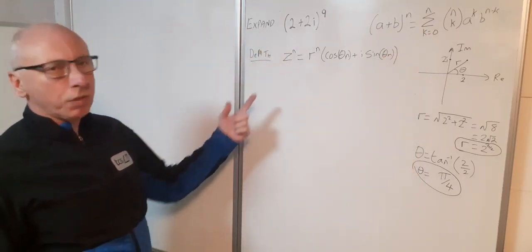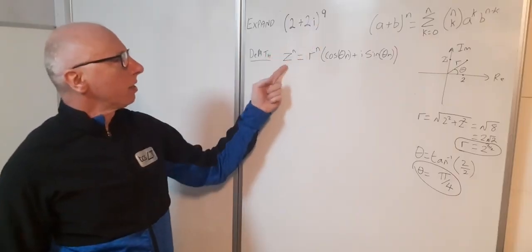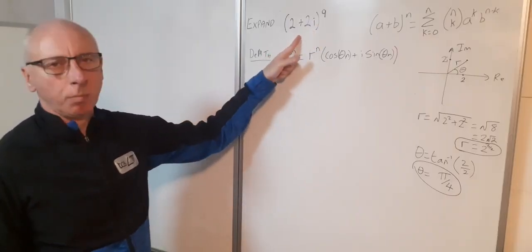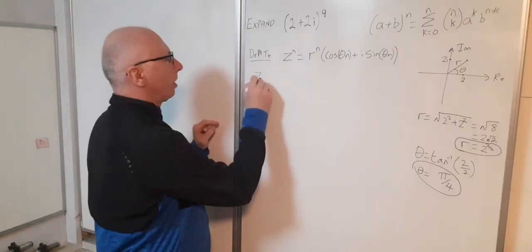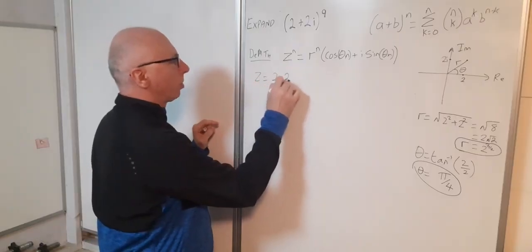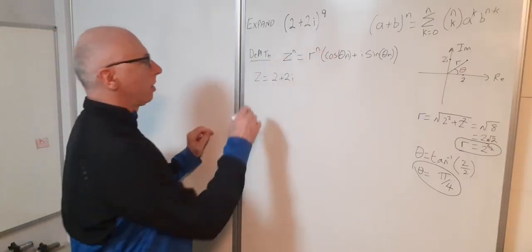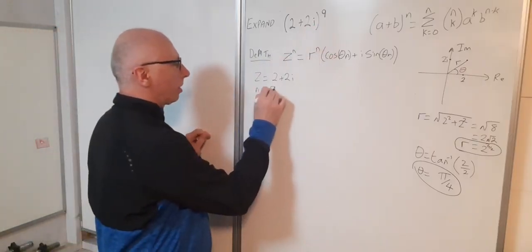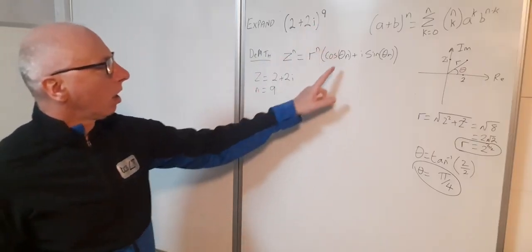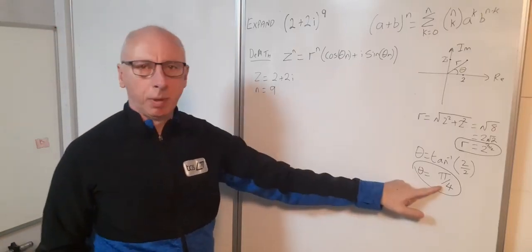So now we've got this set up in this kind of format. z would be our complex number. So z in this case is 2 plus 2i. So we've got that. n is going to be 9. So we've got that. Our angle theta, that's pi over 4.